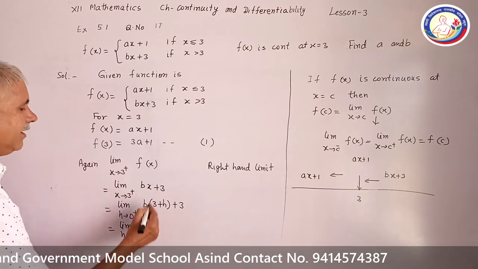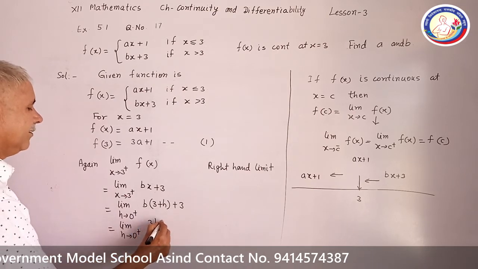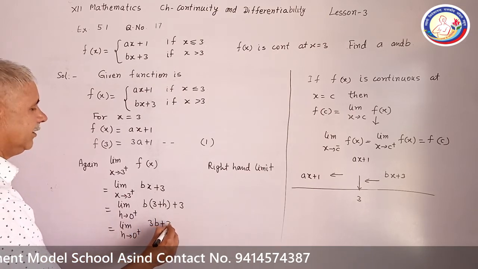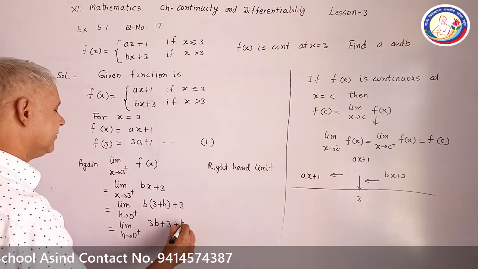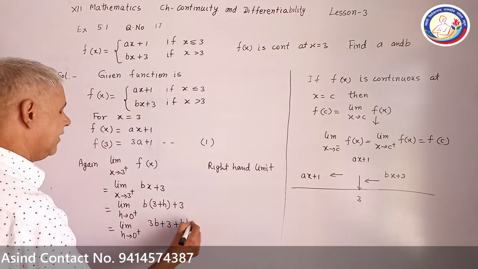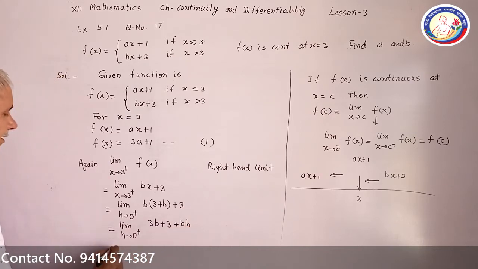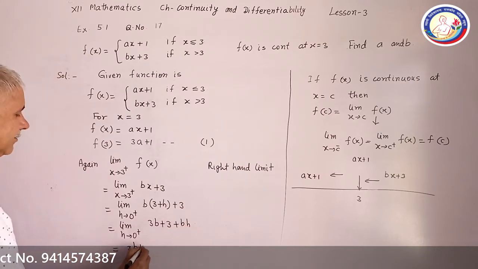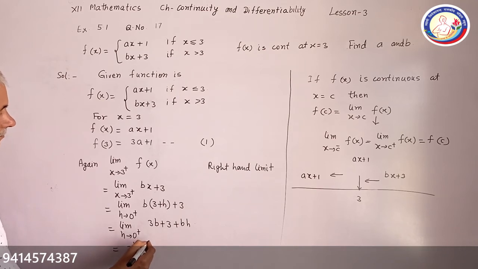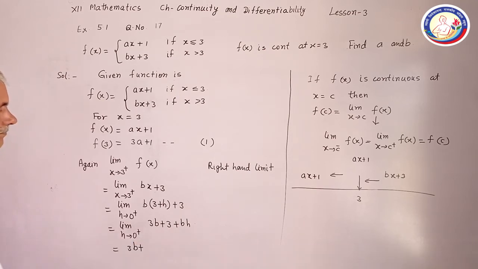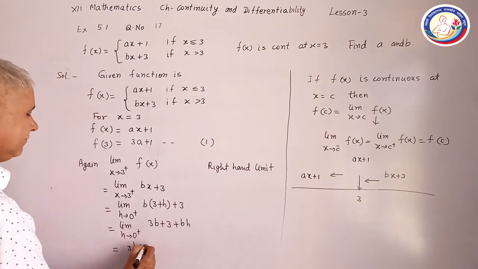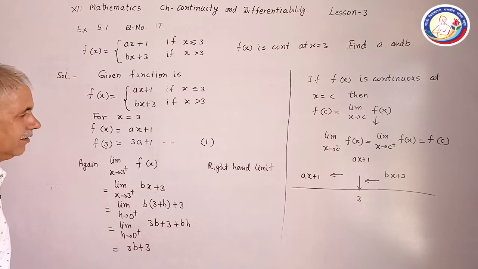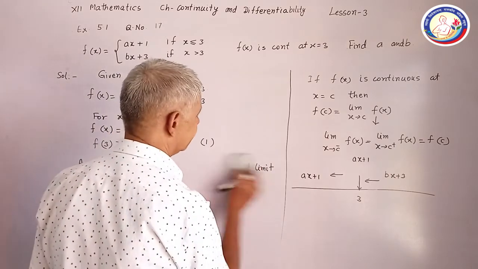So this will be h tending to 0 from the right hand side, we will have 3b plus 3 plus bh. And if we put h as 0 here, we will get 3b plus 3.